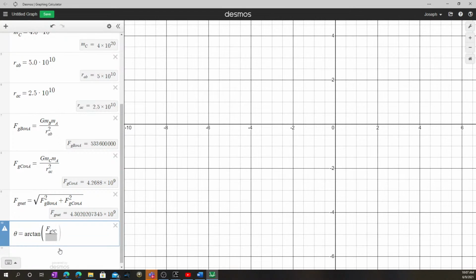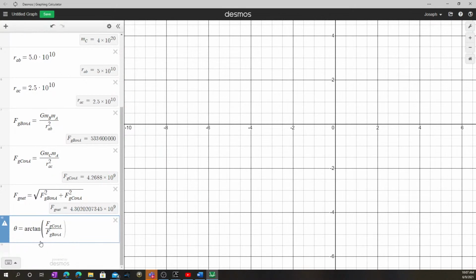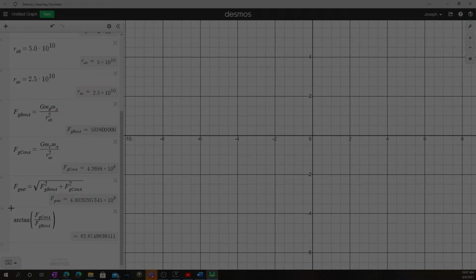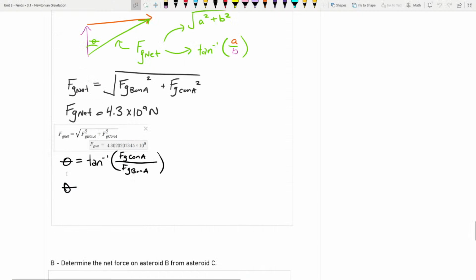FG C on A divided by FG B on A. There we go. And we get 82.9 degrees, which means I probably should have measured off the x-axis, but that's okay.